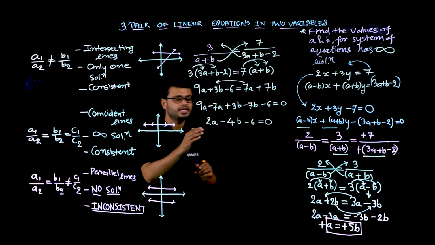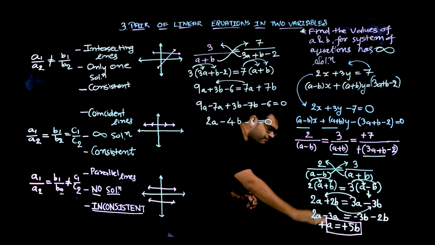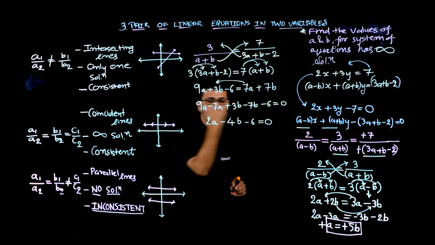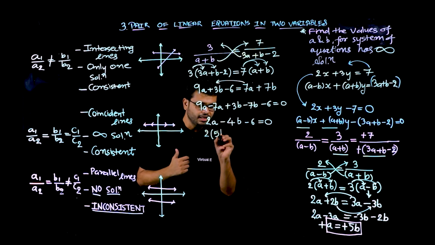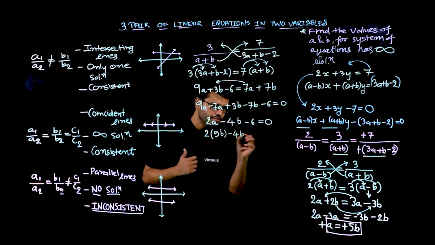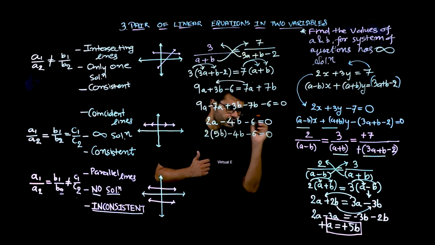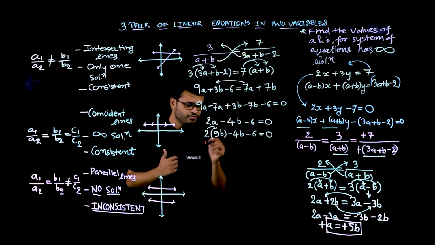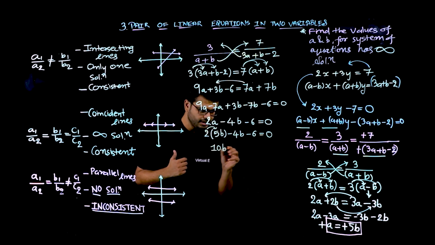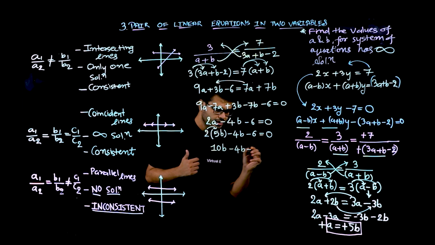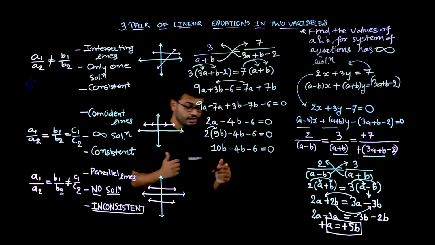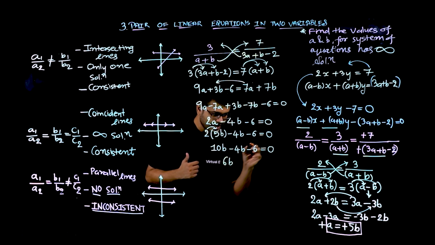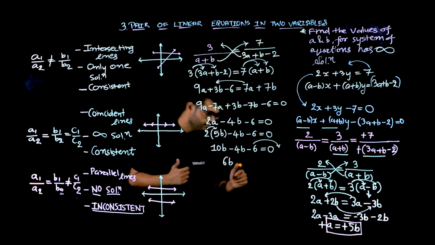So it is very easy now to simplify it. I will be substituting the value of a is equal to 5b into this equation. So 2 into, instead of a, what will I be writing? 5b, minus 4b minus 6 is equal to 0. So let me multiply, 2 5s are 10b minus 4b minus 6 is equal to 0. So 10b minus 4b will give you 6b, and if I shift over that side, this minus 6 will become plus 6.